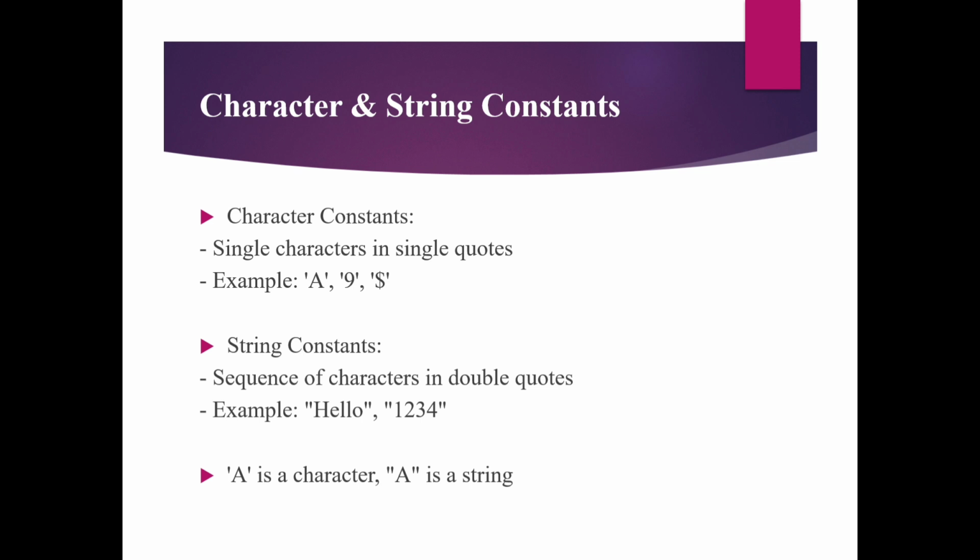Next up is character and string constants. A character constant is a single character enclosed within single quotes. For example, 'A', '9' or '$'. Whereas a string constant is a sequence of characters enclosed in double quotations, like "hello" or "1234". It is important to know the difference. For example, 'A' in single quotes takes 1 byte, whereas "A" in double quotes takes 2 bytes, one for the character and one for the null terminator. Using the wrong type in your program can lead to bugs.